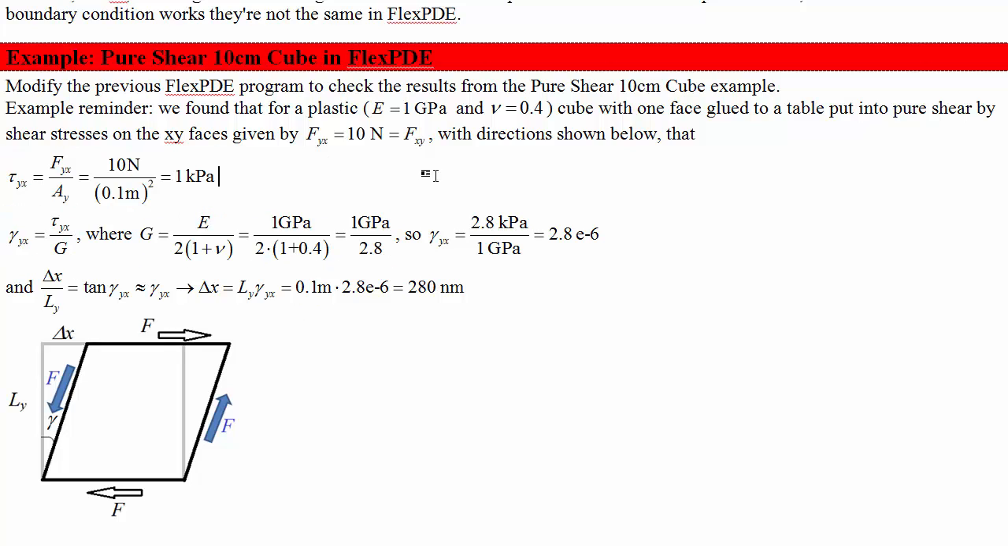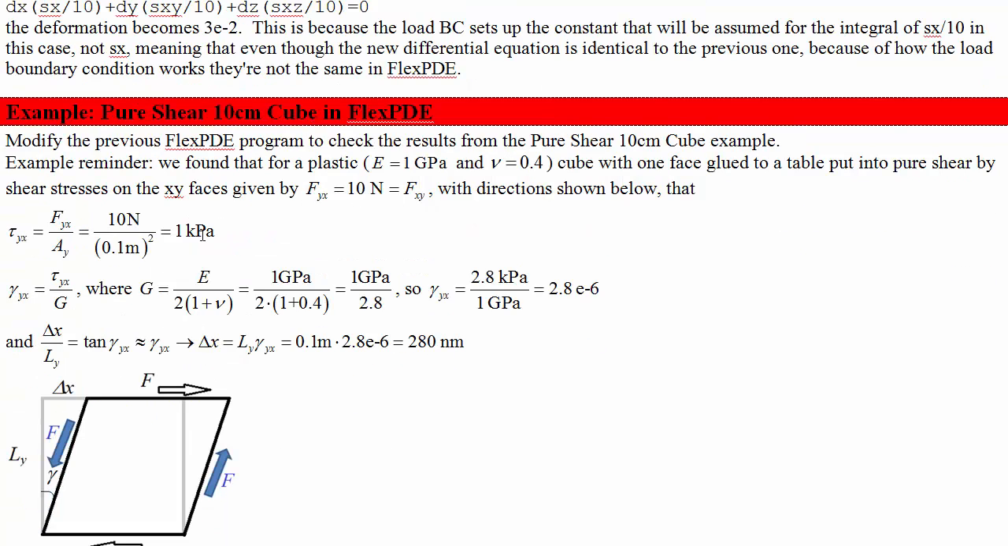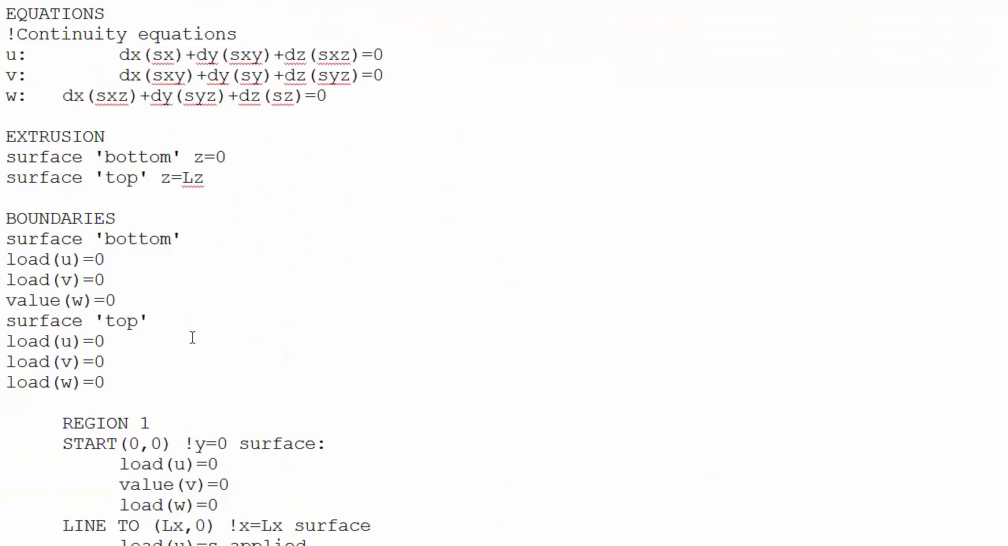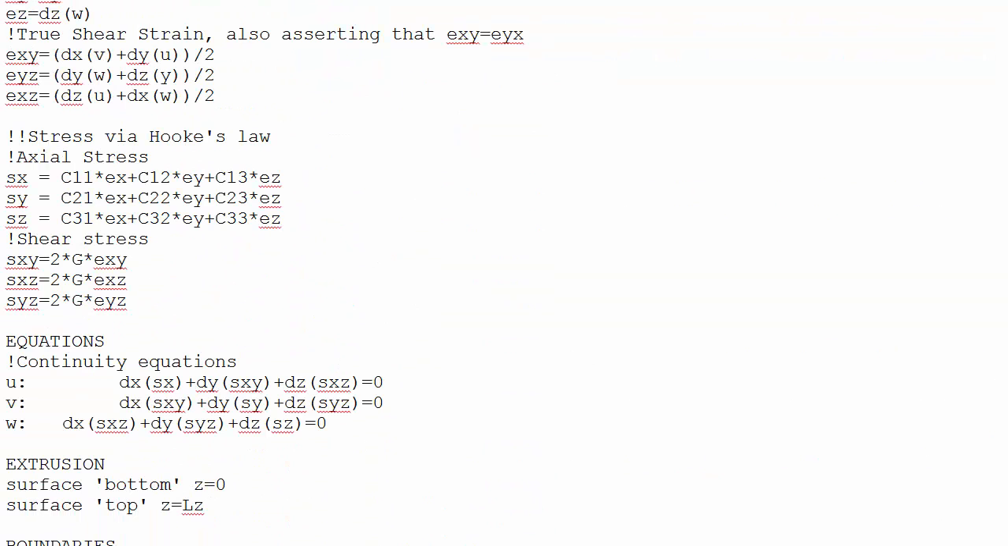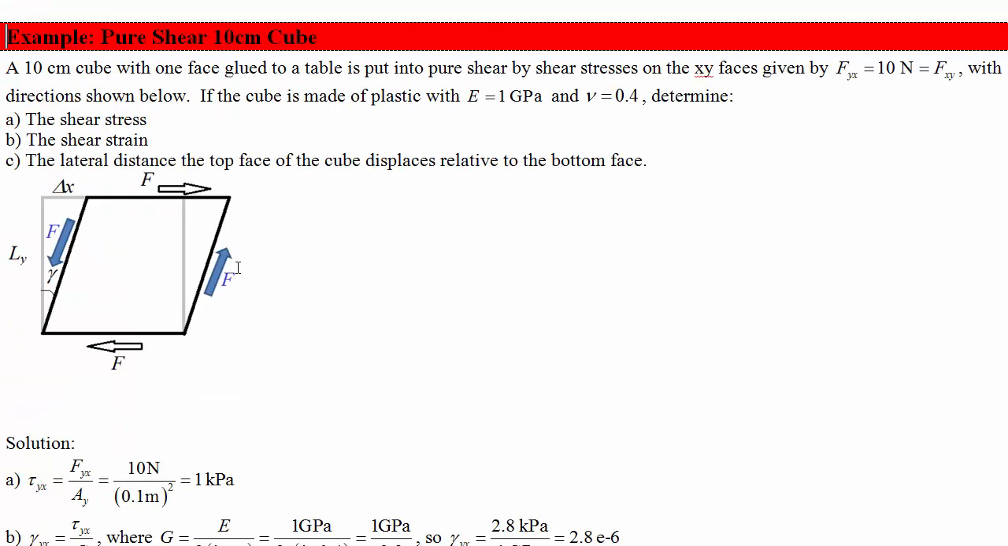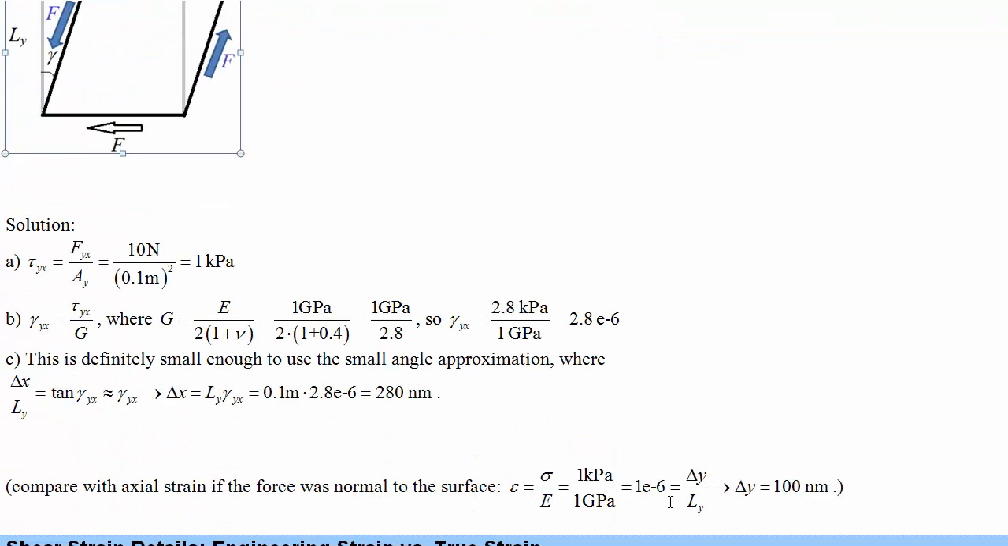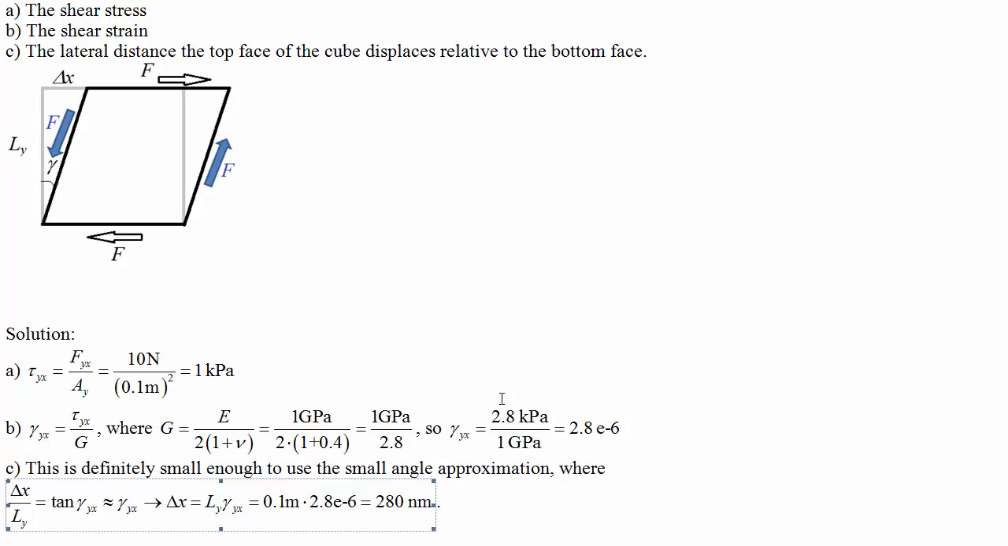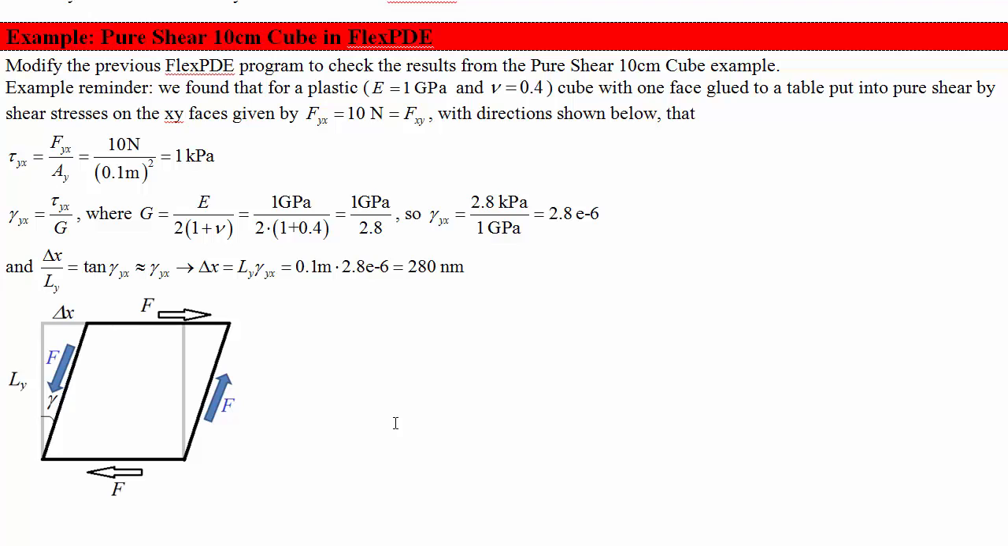So modify the program that we wrote earlier so that instead of being a rectangular prism, it's a 10 centimeter cube. We're going to redo the pure shear example from the beginning of today. So remember this example here where we found that it moved by 280 nanometers, the top surface there. We're going to redo that using FlexPDE. Doesn't that sound fun? Yeah, of course it is. That's right. Okay, so let's try that. Give it a shot.